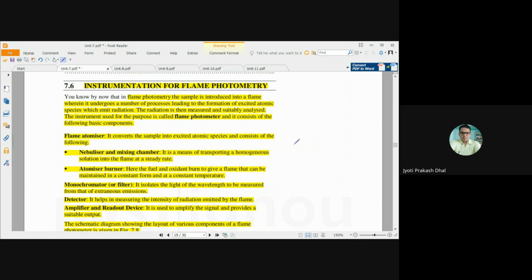Now the instrumentation for flame photometry. In flame photometry, the sample is introduced into the flame where it will undergo a number of processes leading to the formation of excited atomic species, and after that the excited atomic species will emit electromagnetic radiation. The radiation is then measured and suitably analyzed. The instrument used for the purpose is called a flame photometer. It consists of the following components.